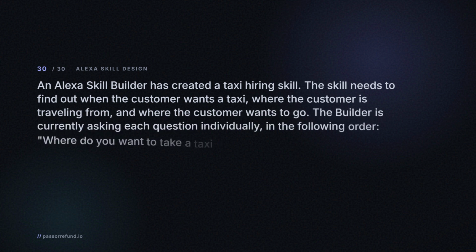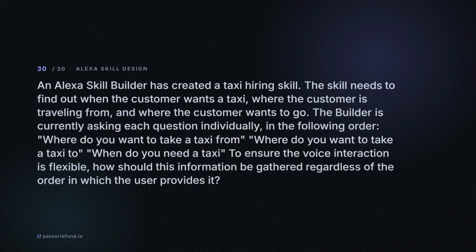Let's see how you do with this. An Alexa skill builder has created a taxi hiring skill. The skill needs to find out when the customer wants a taxi, where the customer is traveling from, and where the customer wants to go. The builder is currently asking each question individually in the following order. Where do you want to take a taxi from? Where do you want to take a taxi to? When do you need a taxi? To ensure the voice interaction is flexible, how should this information be gathered, regardless of the order in which the user provides it?